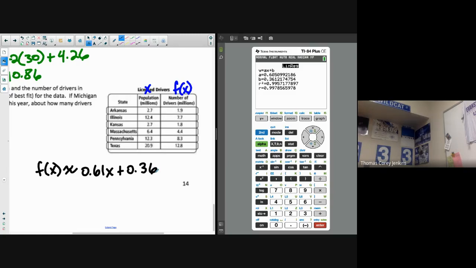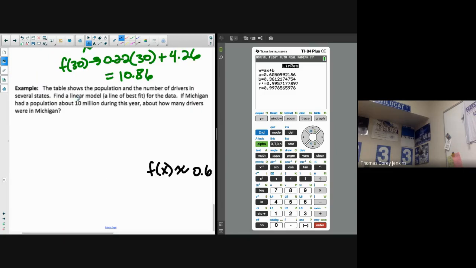And then the last part is, I kind of skipped this, but it says, if Michigan has 10 million people, how many drivers does it have? So in other words, if x equals 10, what does f of x equal? So we're just going to find f of 10.